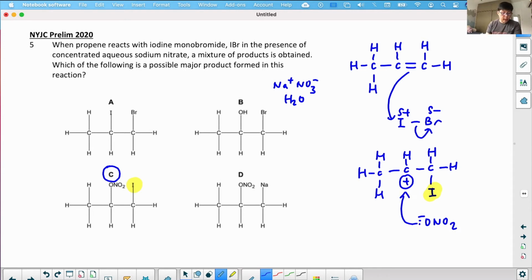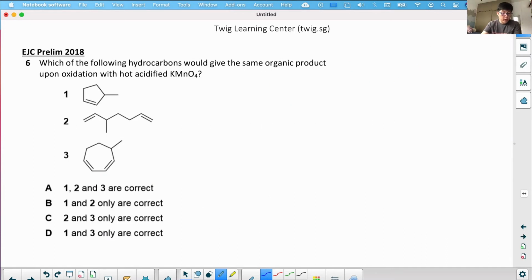All right. Okay, let's look at question 6. Which of the following hydrocarbons would give the same organic product upon oxidation with hot acidified KMnO4? All right, so I'm going to just count the number of carbons. Let's take a look. When this part breaks, 1, 2, 3, 4, 5. So a 5-membered ring. So it's going to look like this. 1, 2, 3, 4, 5. So this will be COOH, this will be COOH. All right, and there will be a side chain over here, which is this one.